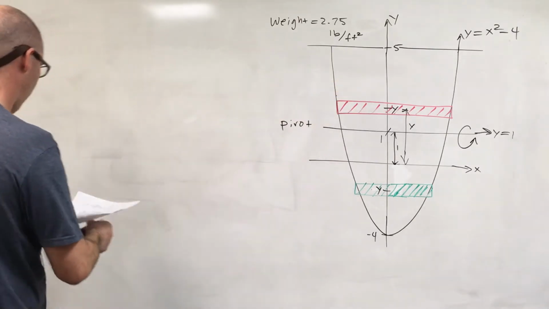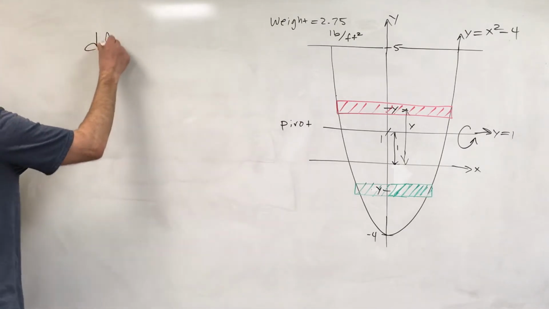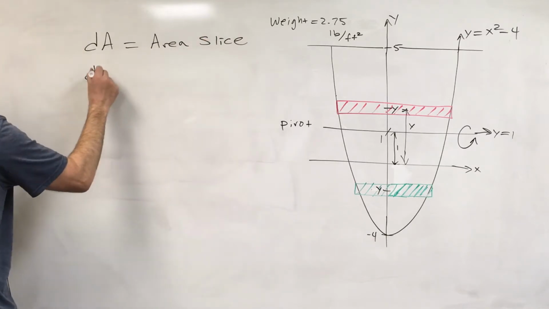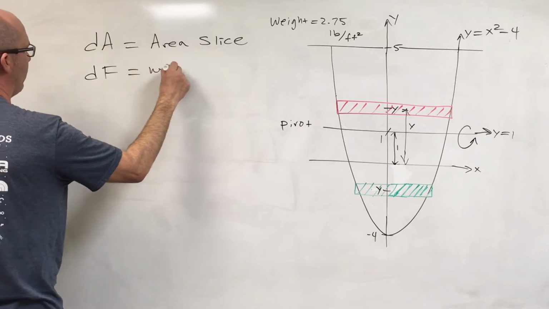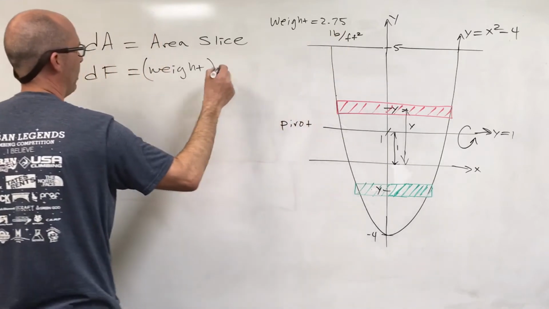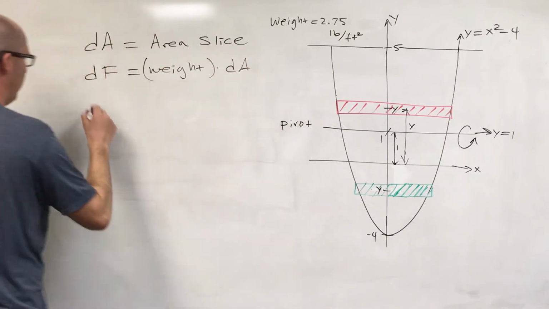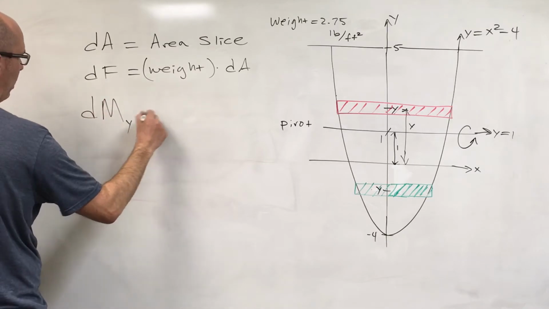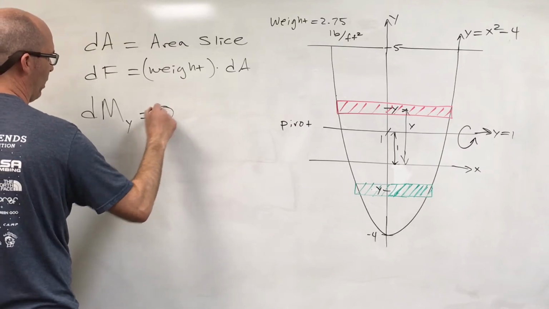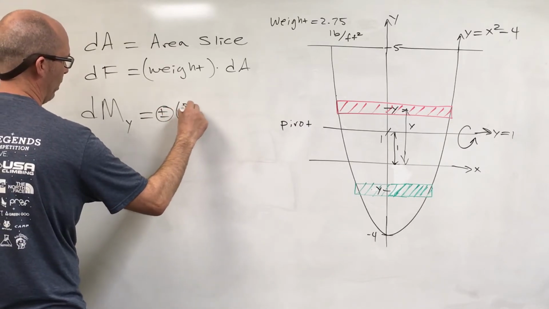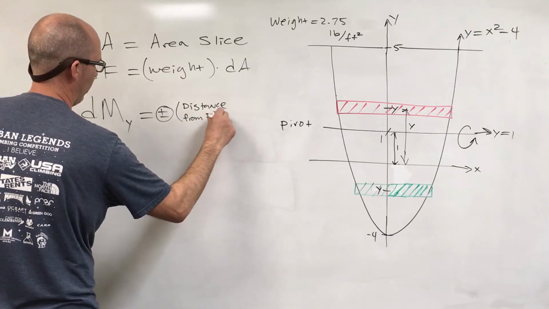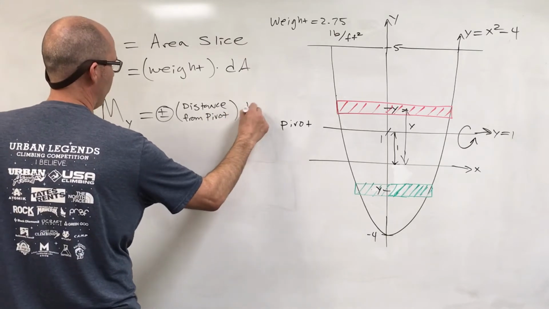Remember that dA is the area of your slice, dF is the weight, in this case 2.75 pounds per square foot times dA, and dM_y is going to be a plus or minus, then the distance from the pivot, and then dF.